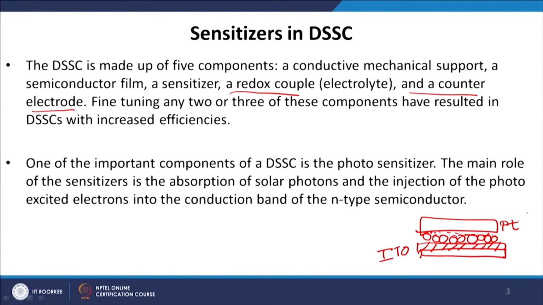Now, it is worthwhile to mention that the efficiency in any device, not only in DSSC, but for any kind of solar cell including silicon solar cell, is a multiplicative factor. The efficiency is not an additive function, it is a multiplicative function. What do we mean by that? There are so many parameters on which efficiency depends. So, if one of the parameters goes wrong, then the efficiency of the whole device goes bad.